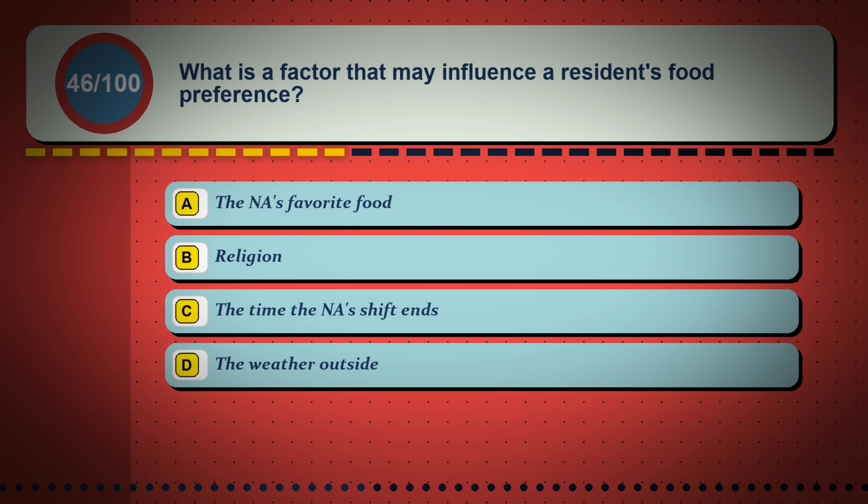Option B. Religion. Option C. The time the NA's shift ends. Option D. The weather outside.